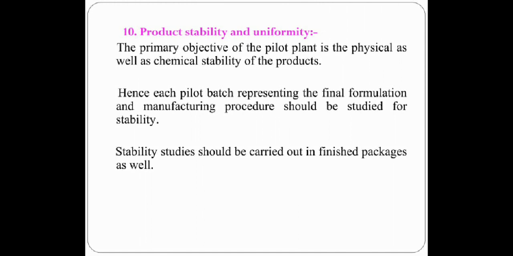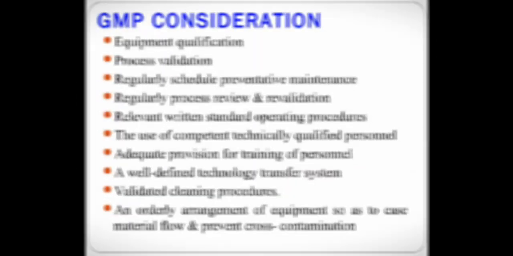Now coming to the last consideration, that is product stability and uniformity. The primary objective of the pilot plant is the physical as well as chemical stability of the product. Hence, each pilot batch representing the final formulation and manufacturing procedure should be studied for stability. Stability study should be carried out in finished packages as well as.